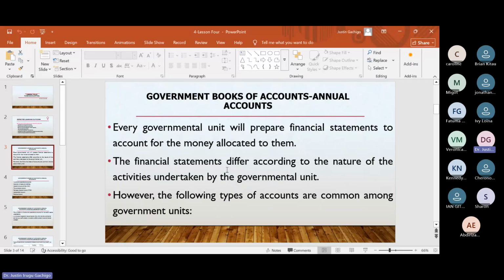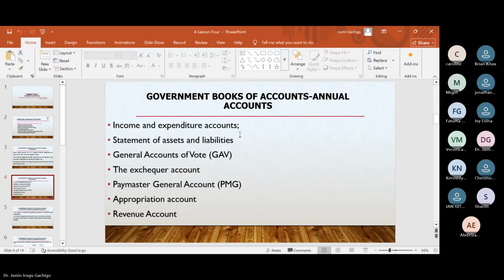Now, when it comes to the government, these are the books that are normally maintained, and these are the books that are normally audited by the Auditor General. So when you hear that the Auditor General commented that a particular entity, let's say, for example, Nairobi County, got a qualified report, it means that the state of affairs of the books of account does not represent the true and fair view of the state of the accounts.